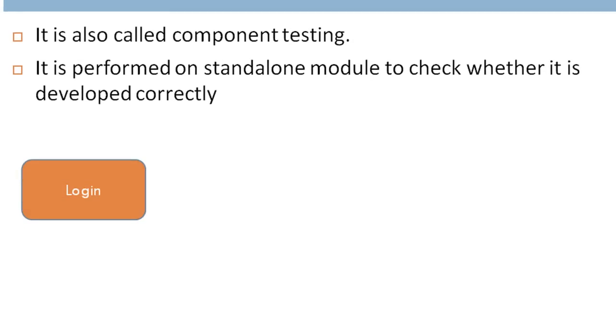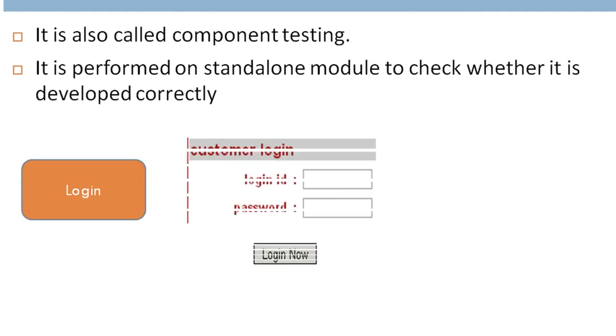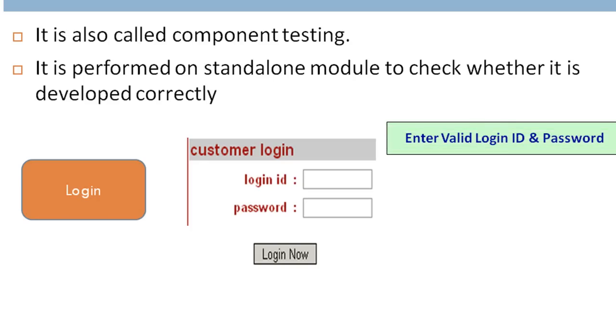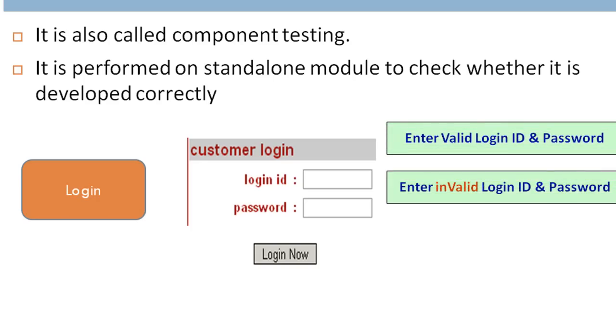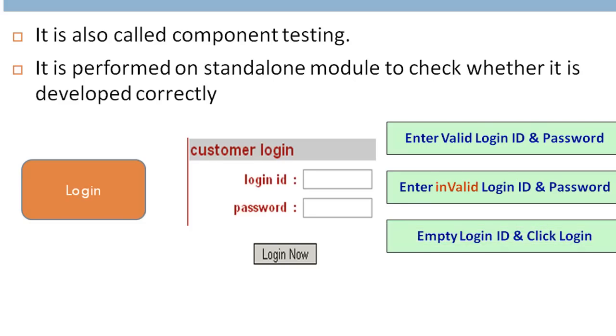For the login module, which may look like this after development, typical unit test cases would be: check response for valid login and password. Check response for invalid login and password. Check response when login is empty and the login button is pressed.